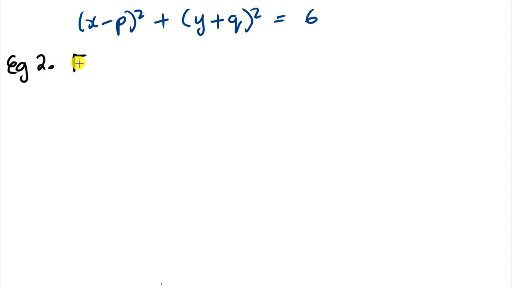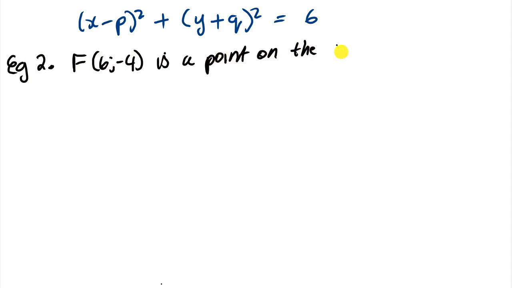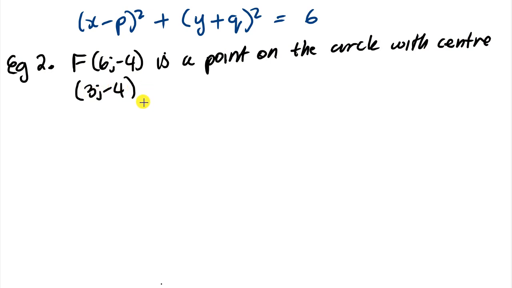It says F with coordinates 6 and minus 4 is a point on the circle with center 3 and minus 4. Okay.